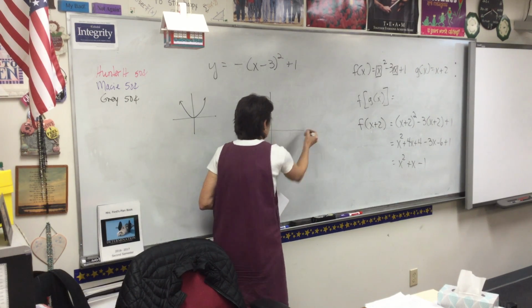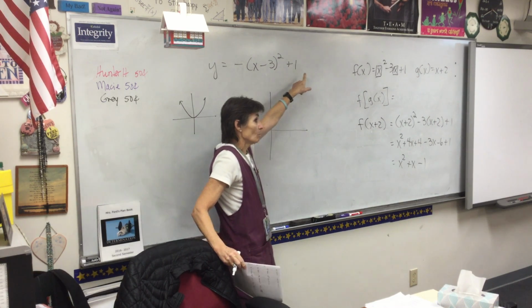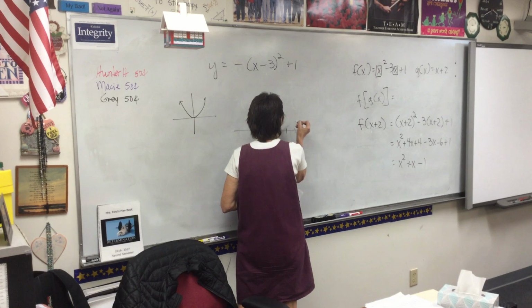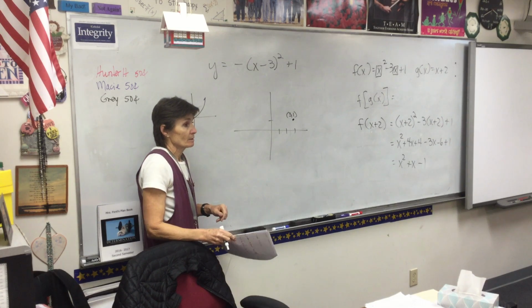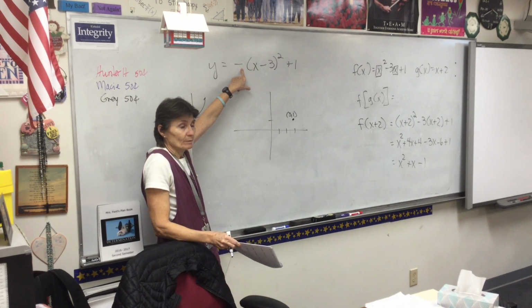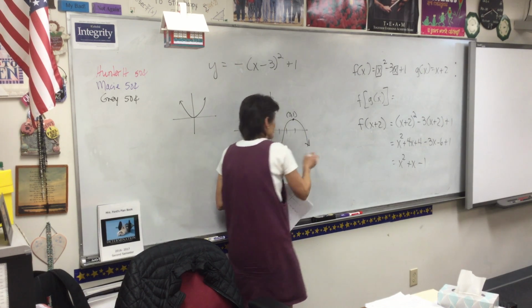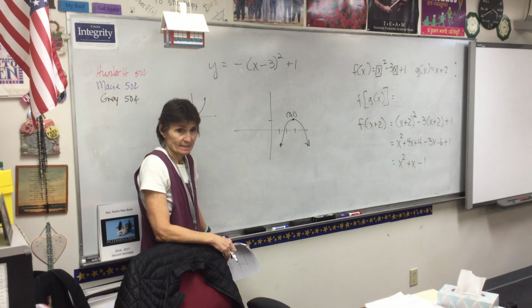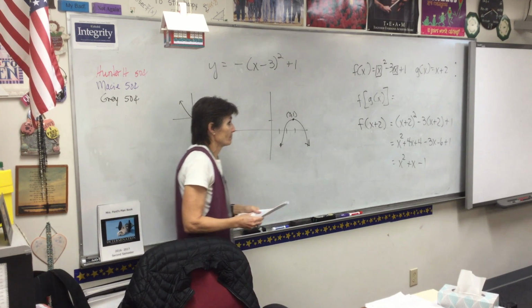Where is the vertex of this parabola? 3, 1. Right 3, up 1. So your vertex is right 3, up 1. What does the negative do? Makes it go upside down. Sketch done. No problem. That's easy. Right 3, up 1.